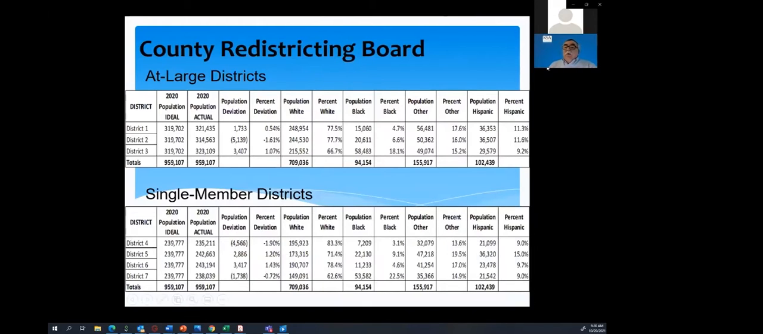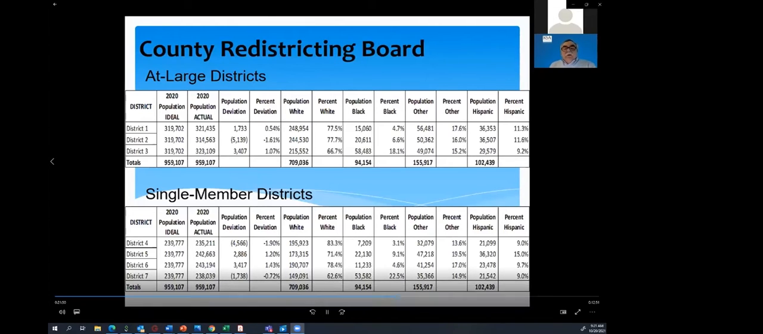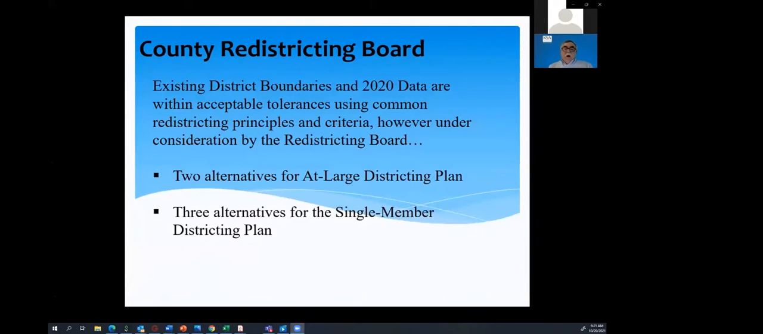Remember, we talked about criteria earlier in this presentation. In sort of an unusual situation, the current boundaries of the districts for both the at-large districts and the single-member districts are well within acceptable tolerances in terms of population deviation from the mean or average. For the at-large districts, the spread between the smallest and the largest is less than 3 percentage points. And for the single member districts, the spread between the smallest and the largest district is a little bit larger, but not much. And so it's well within the 10 percentage point threshold that is commonly followed.